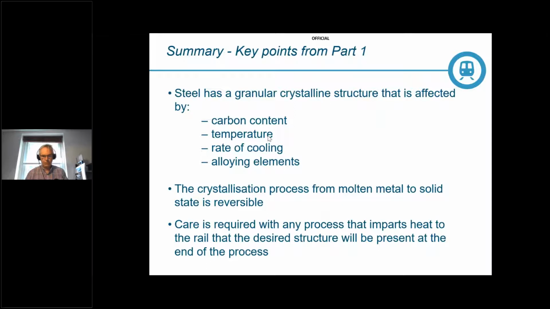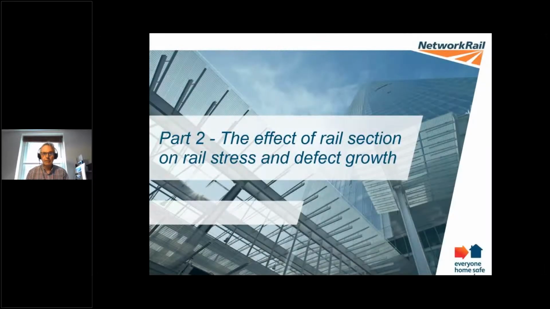So what are the key points from this part of the talk? Steel has a granular structure that is affected by carbon content, temperature, rate of cooling, and alloying elements. The recrystallization process from molten metal to solid state is fully reversible, and care is required with any process that imparts heat to the rail, so that the desired structure, for example a fine-grained pearlite, will be present at the end of the process and no inadvertent structures are left. So that's the end of part one.